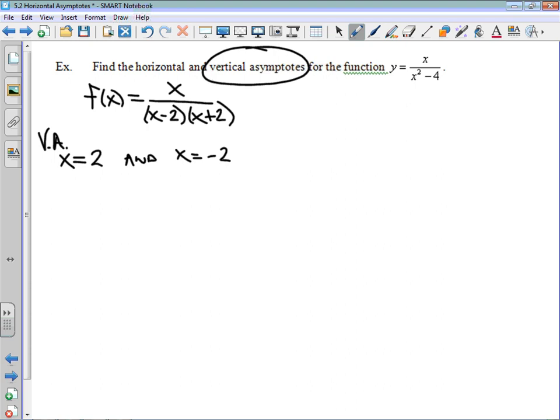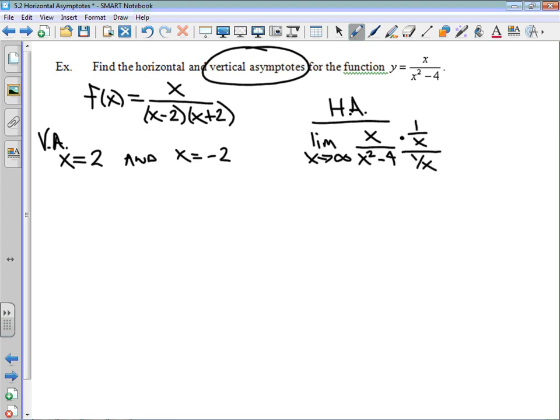So to figure out our horizontal asymptote, we're going to use the same technique that we ever had. And I'm going to do that one first. So I'll put it over here. I think I can fit both on one page here. The horizontal asymptote is the limit, and we'll deal with the positive first, as x approaches infinity, of x over x squared minus 4. Well, I'm going to multiply both the numerator and the denominator by 1 over x, as our normal technique would tell us to do.